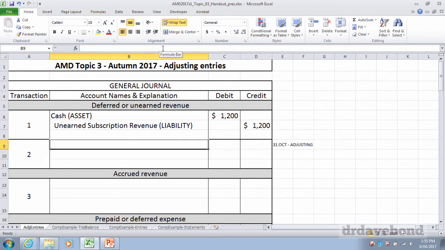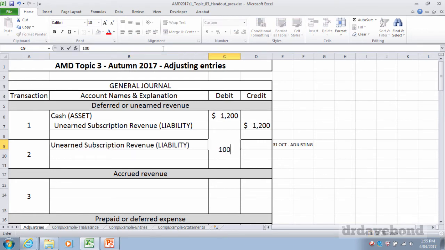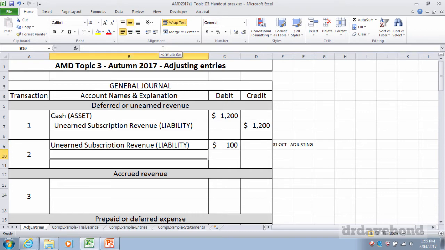We reduce the liability, debit unearned subscription revenue, 100. That's because we've done 1/12 of it. So that's 1/12 of 1,200. We now only have an obligation to provide them another 11. We credit subscription revenue because we now have earned revenue.